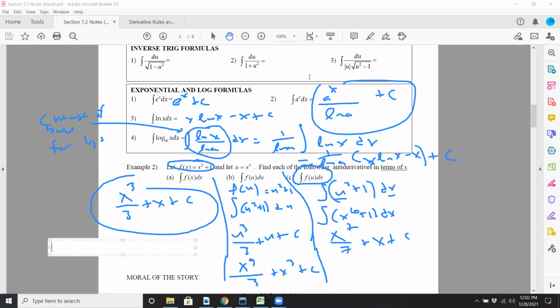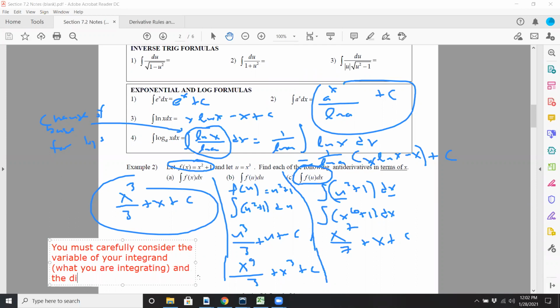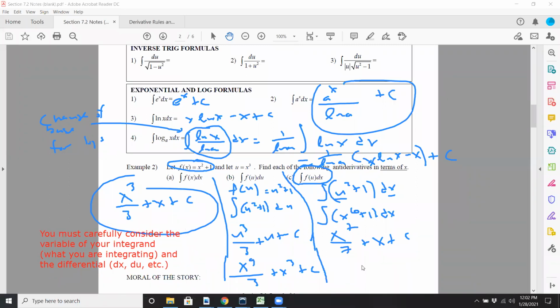I'll put it right here as a text box in red. You must carefully consider the variable of your integrand. That's what you're integrating. And the differential. The differential is like dx, du, etc. And let me move that so you can see it a little better. So you must carefully consider that.